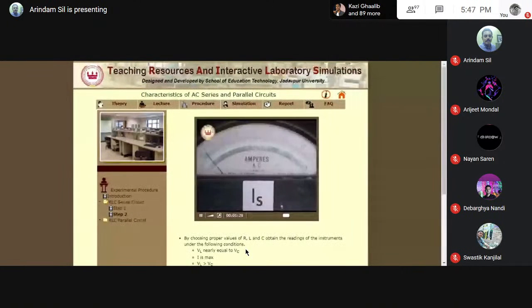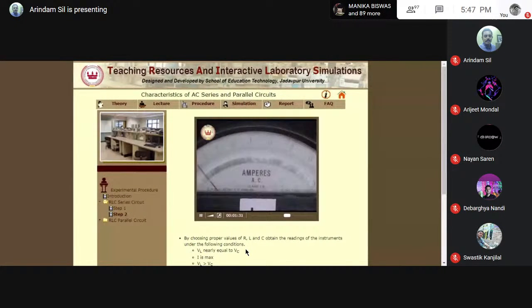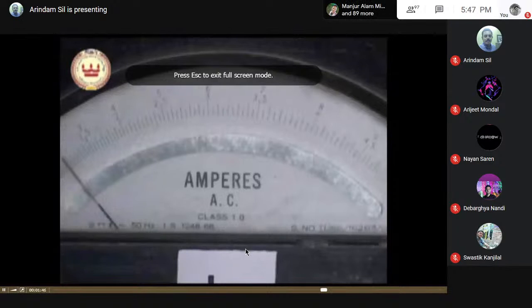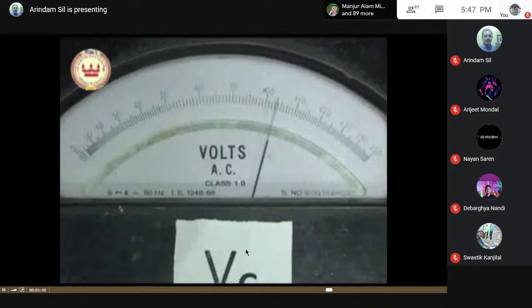For this, we need to keep noting down the value of the ammeter as the inductor wheel is being rotated. Now see, the maximum value of line current is achieved at about 1.9 to 1.95 amperes, after which the reading starts to decrease again. At this condition, the readings of all the meters are taken.